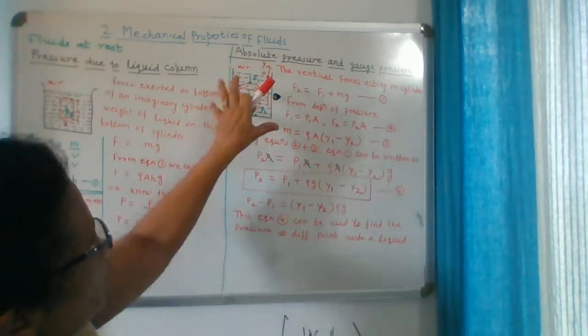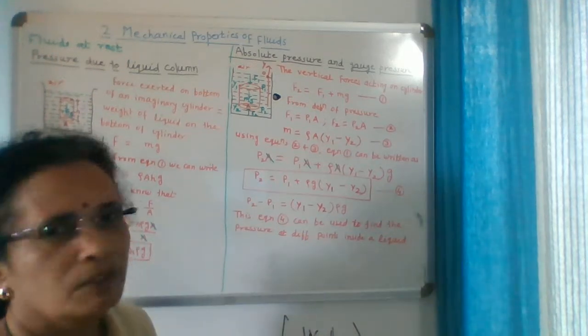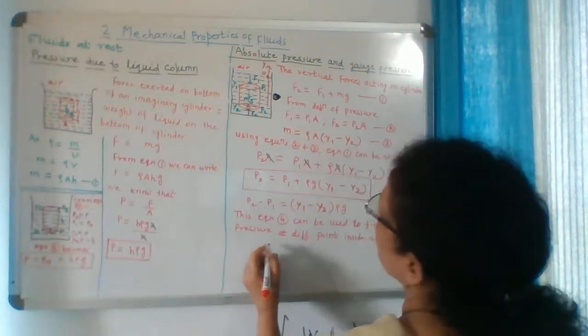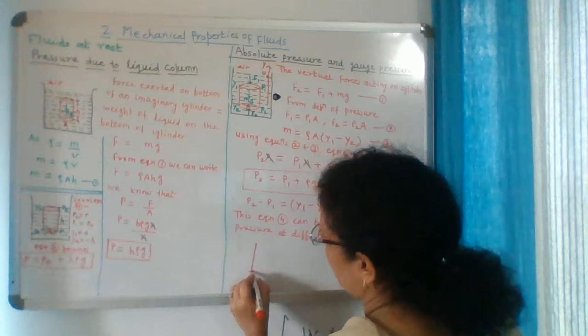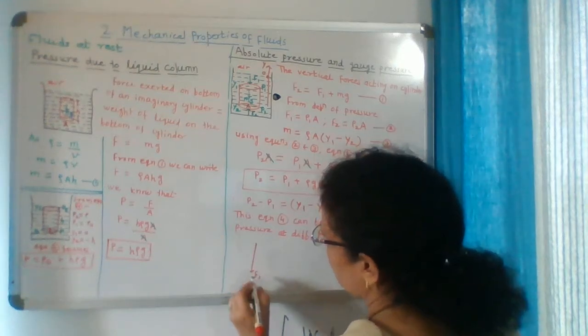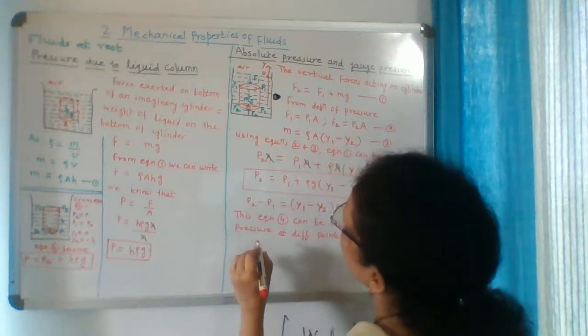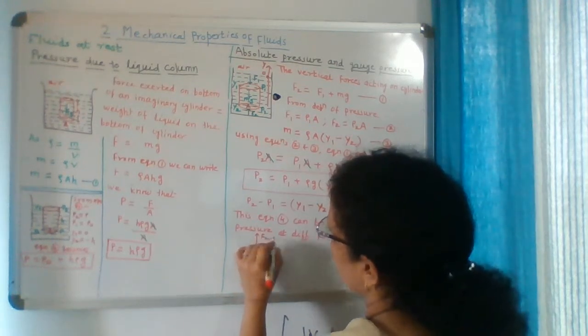If the fluid is in equilibrium, the upward forces must be equal to the downward forces. If we draw the free body diagram, this is the force F1 acting in the downward direction, the weight also acting in the downward direction, and this force F2 acting vertically upward.